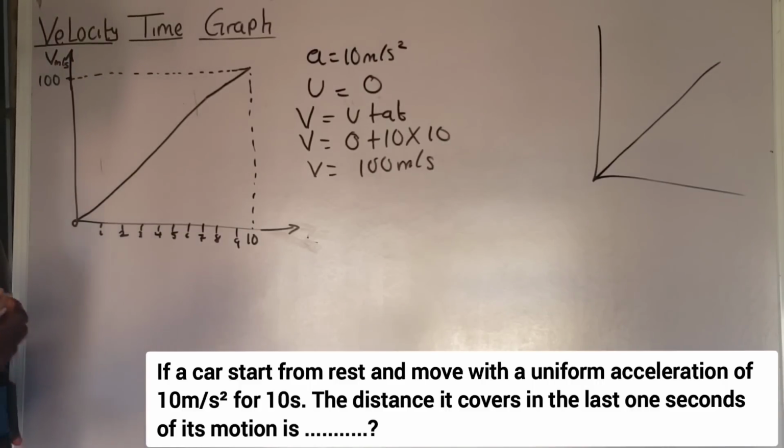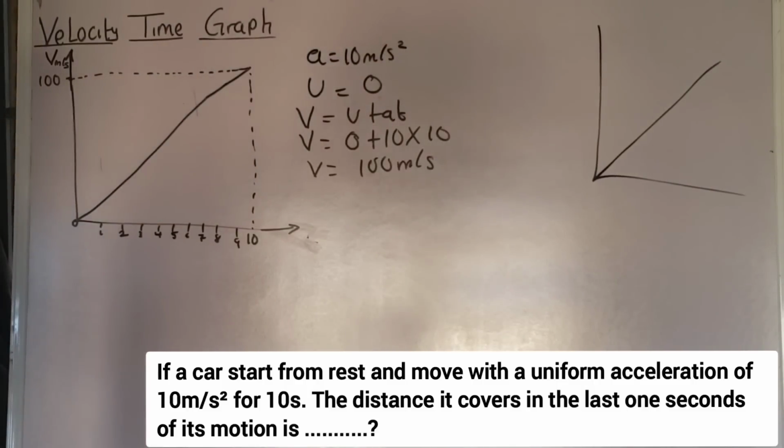Now, please pay attention. The question says we should calculate the distance covered in the last 1 second of its motion. That means that distance will be the distance between the 10th second and the 9th second. You understand? I will repeat that again. We are told to calculate the distance covered in the last 1 second of its motion. That distance will be the distance between the 10th second and the 9th second.